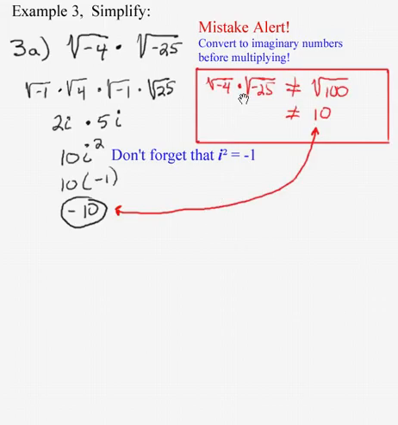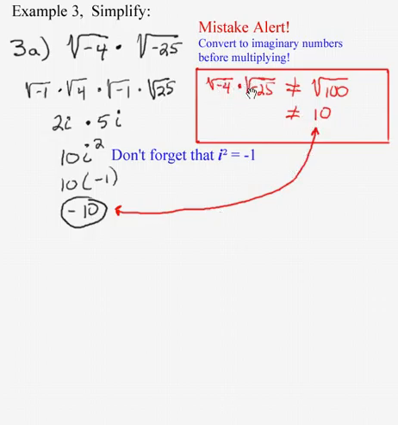Now, here's the mistake alert. Make sure you convert them to imaginary numbers before you multiply. Students sometimes forget to do that, and here's what you end up with. You think that you can multiply them, but you can't. But students will say, well, that's the same as the square root of 100, which it's not. The square root of 100 is 10. Well, that's true. But obviously our answer was negative 10, not positive 10.